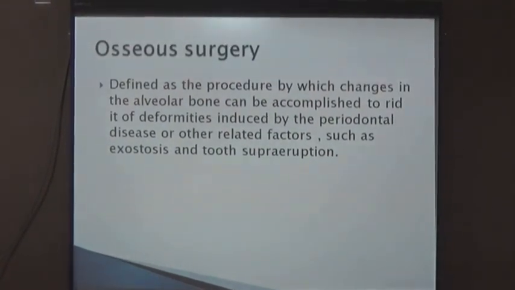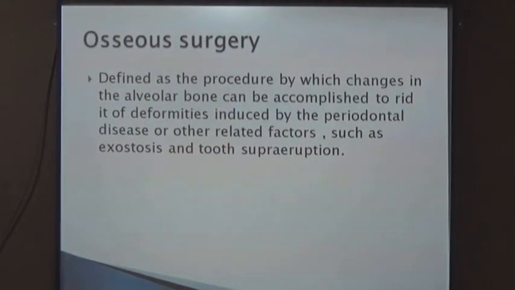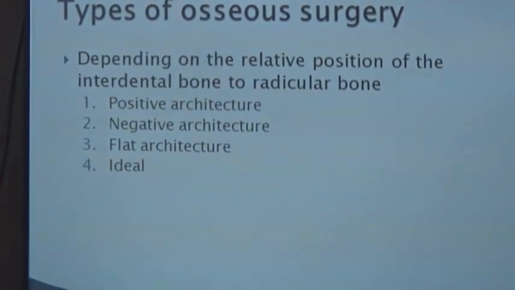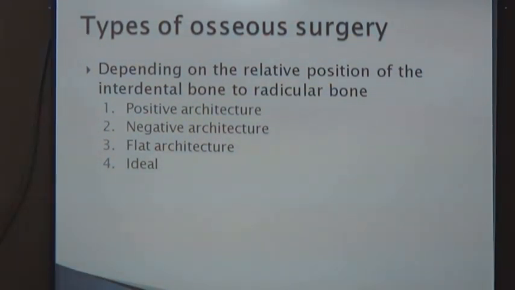Osseous surgery is defined as the procedure by which changes in the alveolar bone can be accomplished to get rid of deformities induced by periodontal disease or other related factors such as exostosis and tooth supraeruption. So, usually we do osseous surgery wherever there is a need for correction. When exostosis is present, there will be difficulty in speech, sometimes tongue movement is restricted, and more food accumulation. At that time you will be doing osseous surgery. The type of osseous surgery depends on the relative position of the interdental bone to the radicular bone.